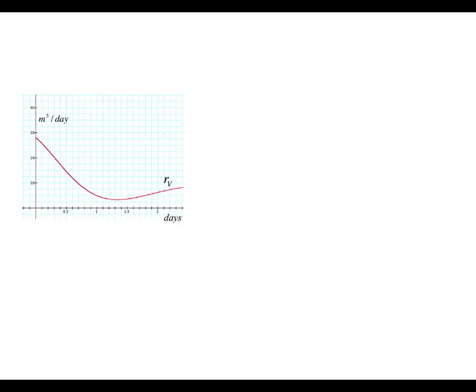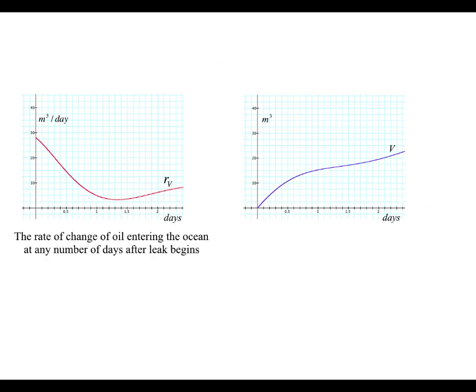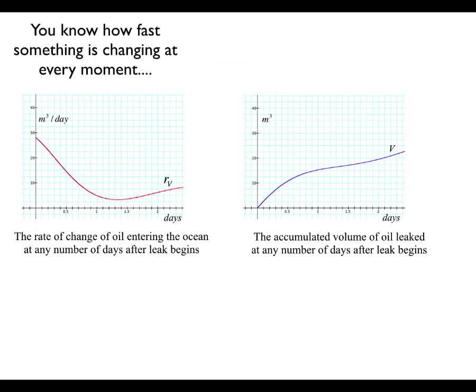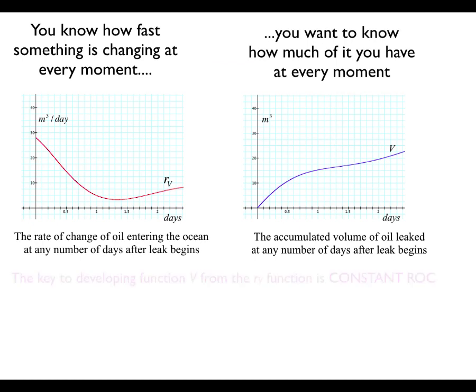So here's a new context that we bring in, and this is an oil spill. So number of days being independent and the volume of oil that has spilled in the ocean. The rate of change of oil entering the ocean is given here. And so our goal is, given this exact rate of change function, to derive or come up with the accumulated volume of oil leaked at any number of days after it began. So you know how fast something's changing every moment. You want to know how much of it you have.